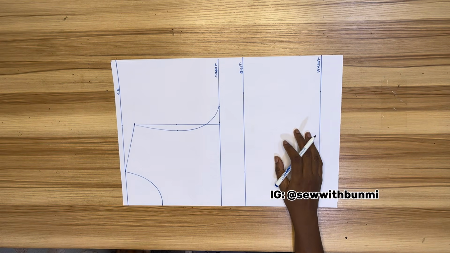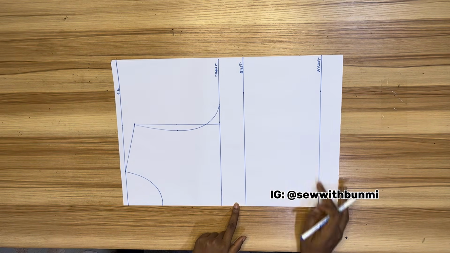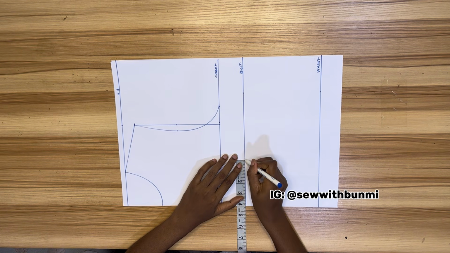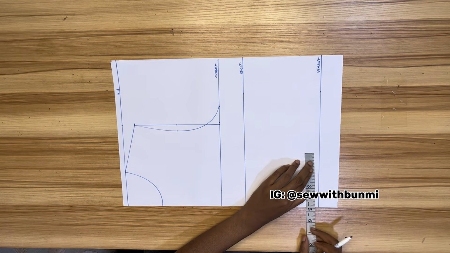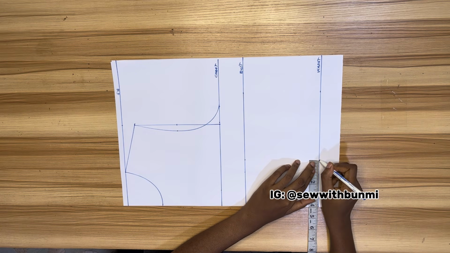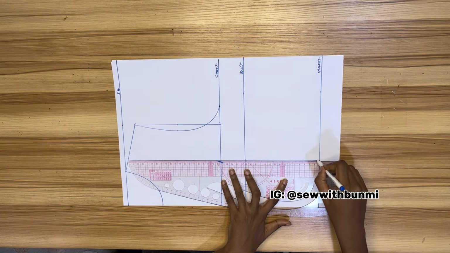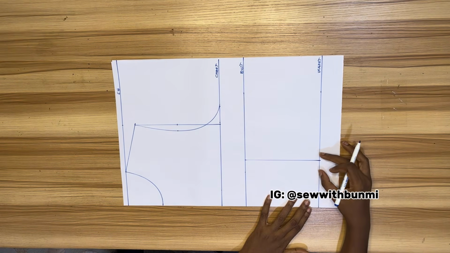Now go ahead and divide your bust span, which is also called your nipple to nipple, by 2. For me, my bust span is 8. 8 divided by 2 is 4 inches. I'll go ahead and mark 4 inches on my bust and on my waist, and I'll join the points together to form a straight line. Now let's work on our waist dart.